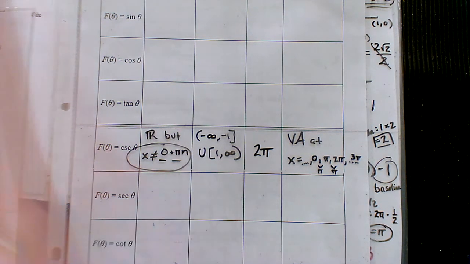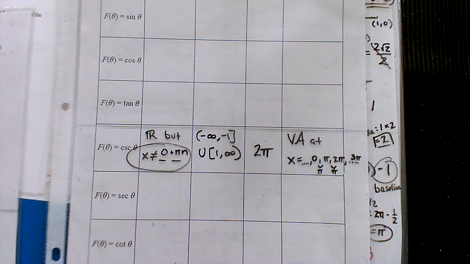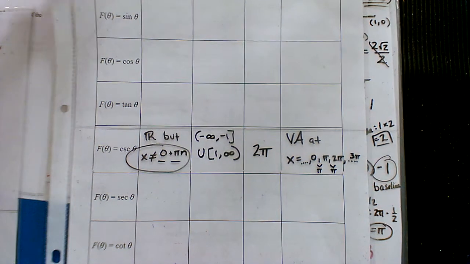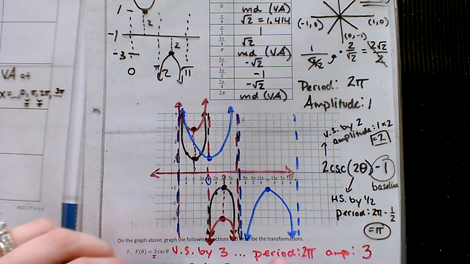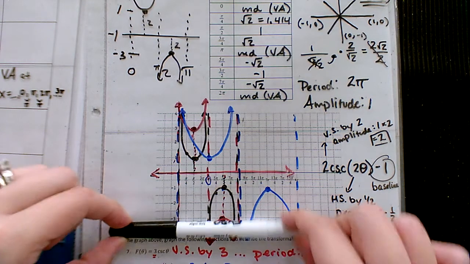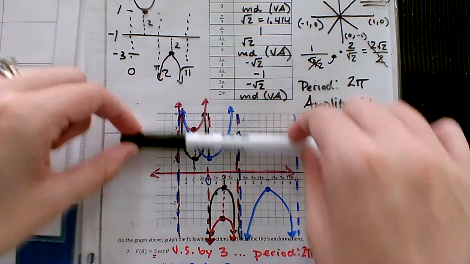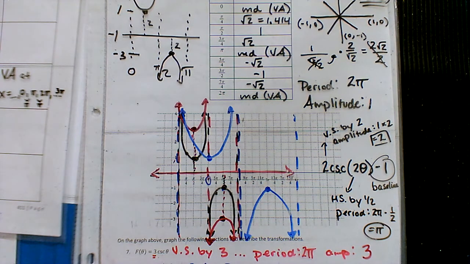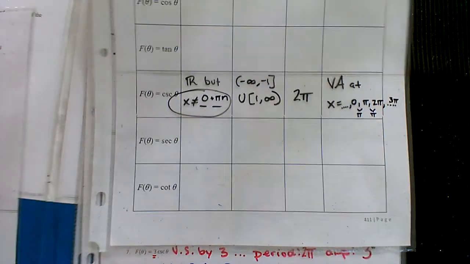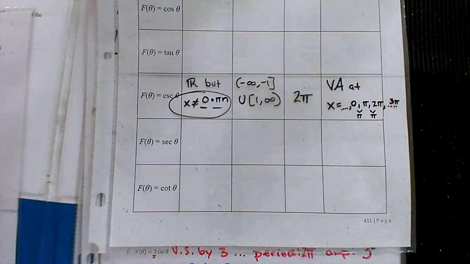Notice how the range would change, though, if we were to vertically stretch our graph. Okay, let's take a look at the red one for a second. Notice how the red graph goes from negative infinity to negative 3, and then 3 to infinity. Okay, so the range would change if you stretch it. Do we have those characteristics down? Good to go?